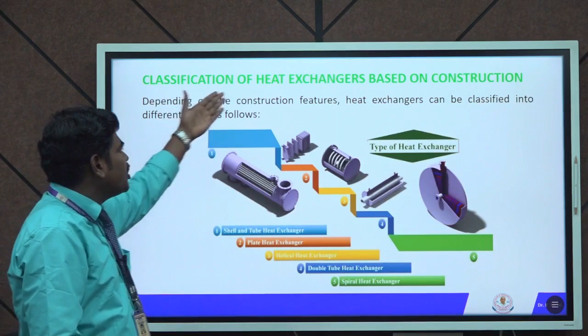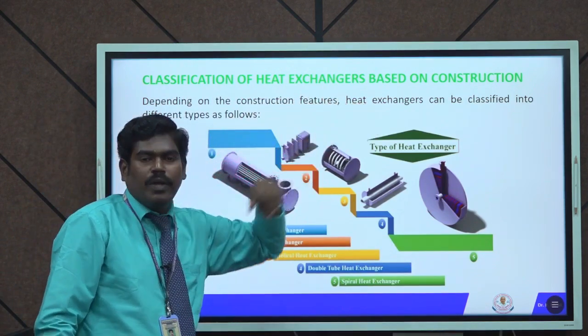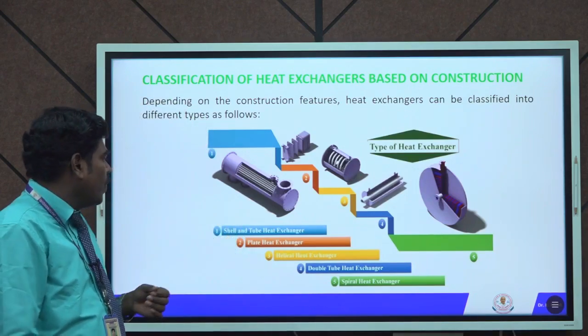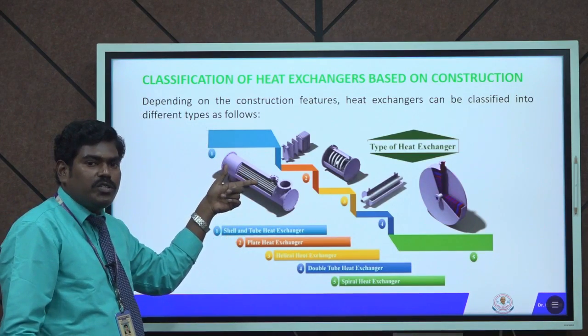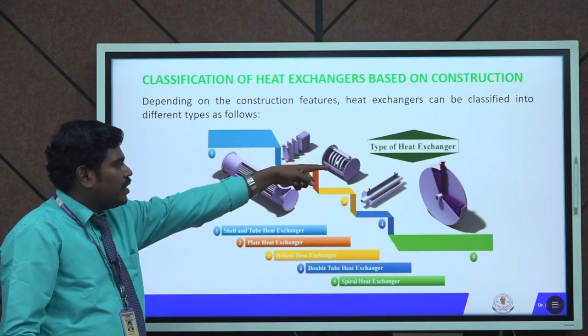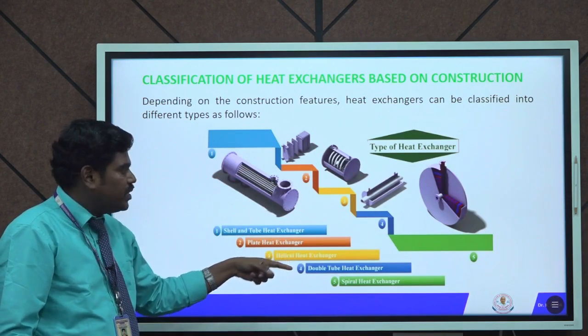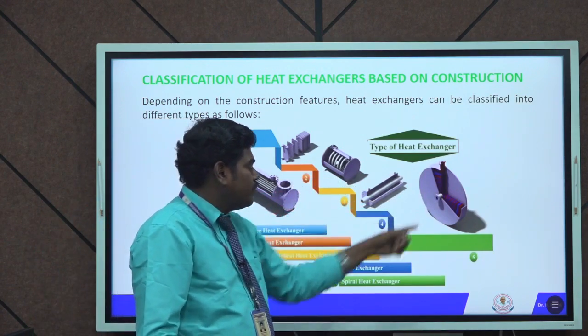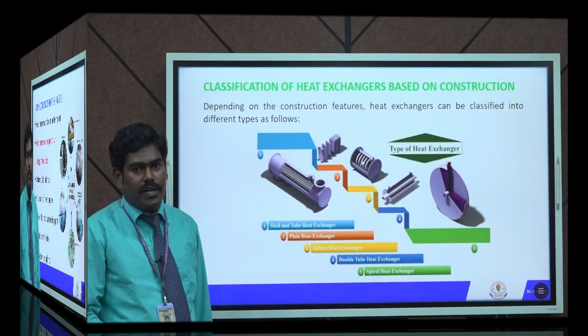Let's see the classification of heat exchangers based on construction. There are five types based on construction. First one is the shell and tube type heat exchanger. Second one is the plate heat exchanger. Third one is the helical heat exchanger. Fourth one is the double tube heat exchanger. Last one is the spiral heat exchanger.